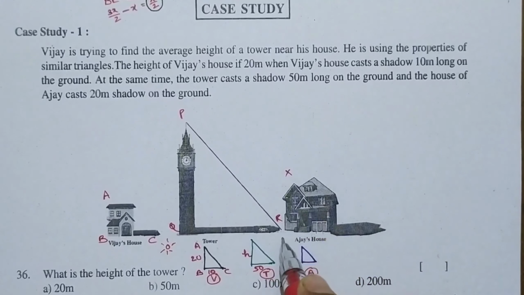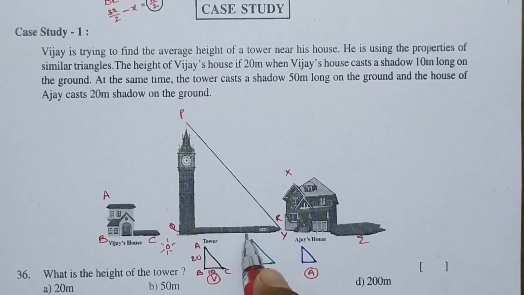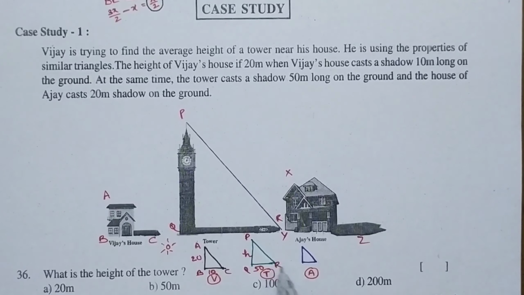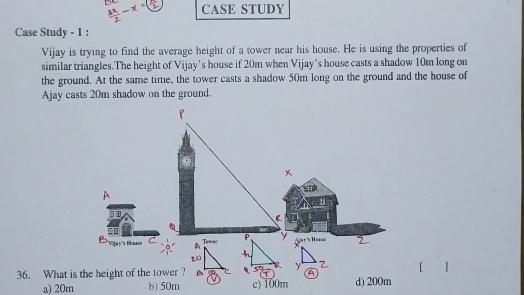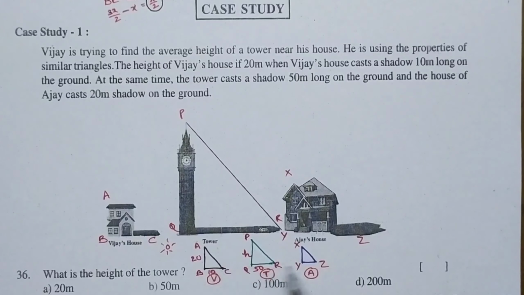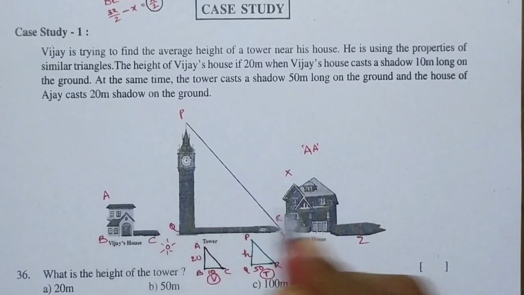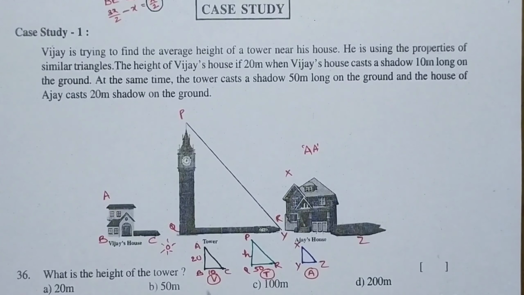Here X, Y, Z as the Ajay house. So A, B, C, over here P, Q, R, and X, Y, Z. Clearly, if you observe, angle B, angle Q, angle Y, each one is 90 degrees. And in the same instance, angle Z, angle R, angle C make the same angles of elevation with the sun at the same instance. So by AA similarity, all the three triangles are similar first of all. Now when they are similar, their corresponding sides are proportional.